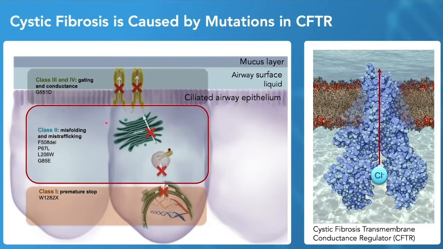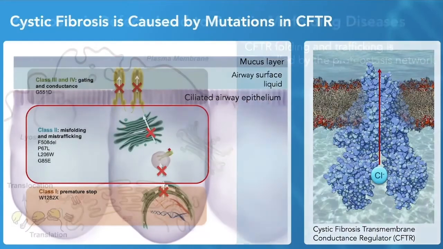Class 2 misprocessing mutations make up by far the largest patient group and will be the focus of my talk today, and specific examples of the mutations are listed here. These CFTR variants are misfolded and then prematurely degraded instead of being trafficked to the cell surface of epithelial cells.